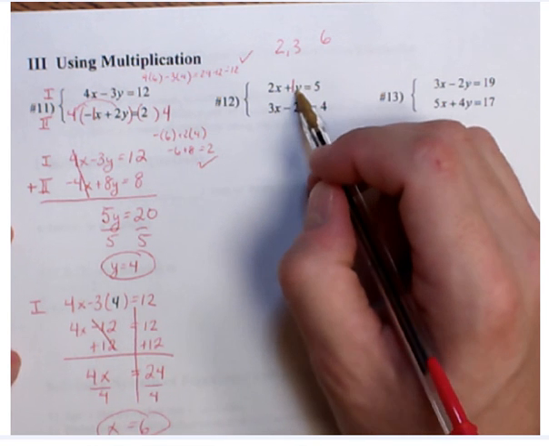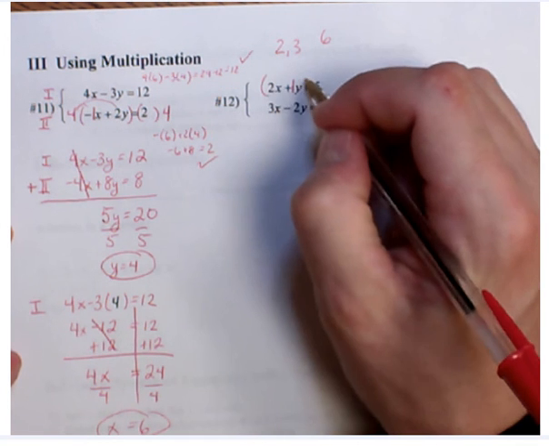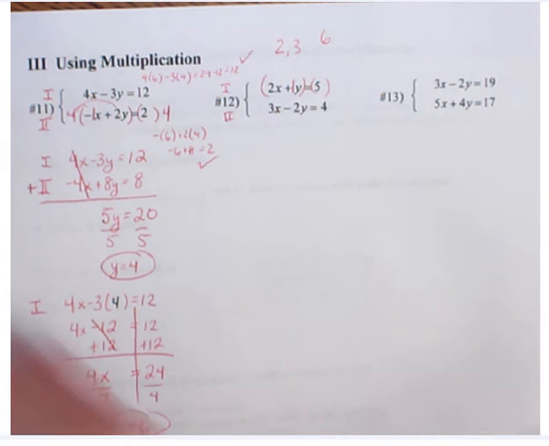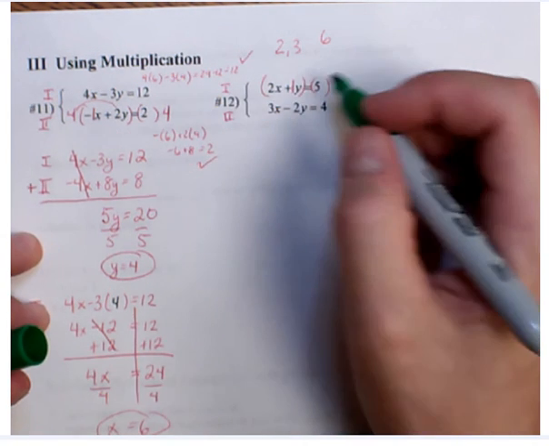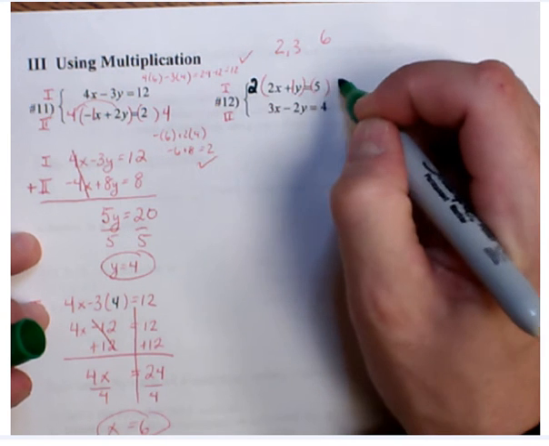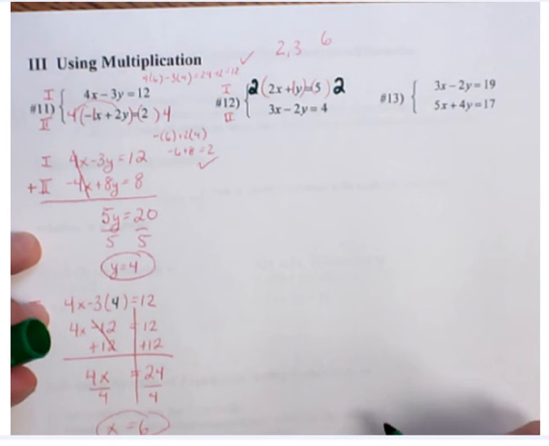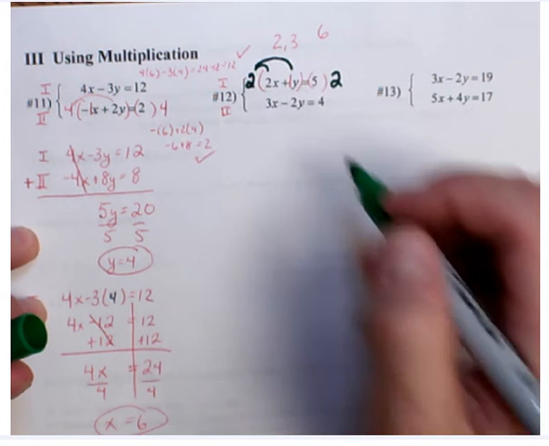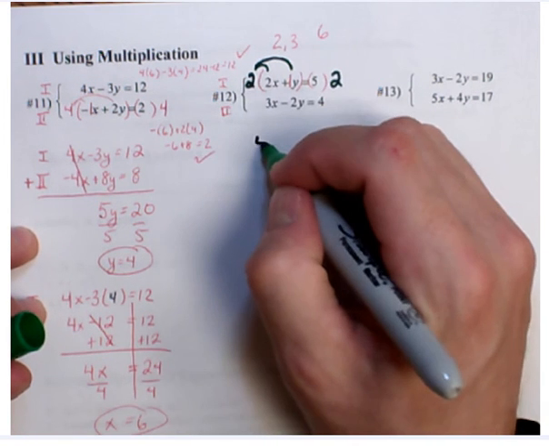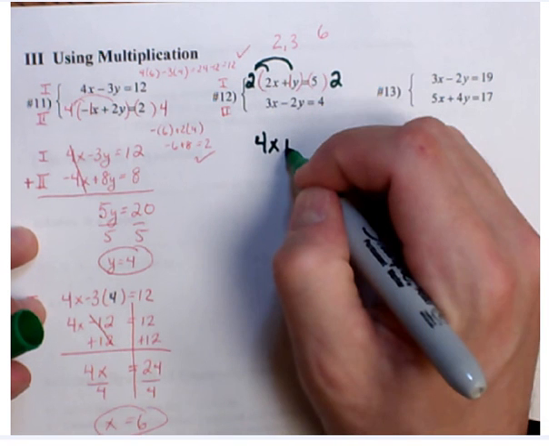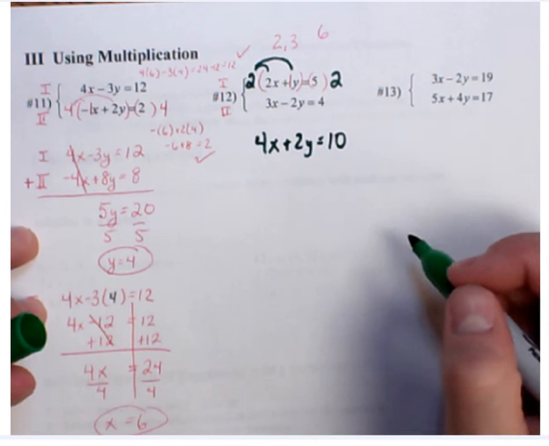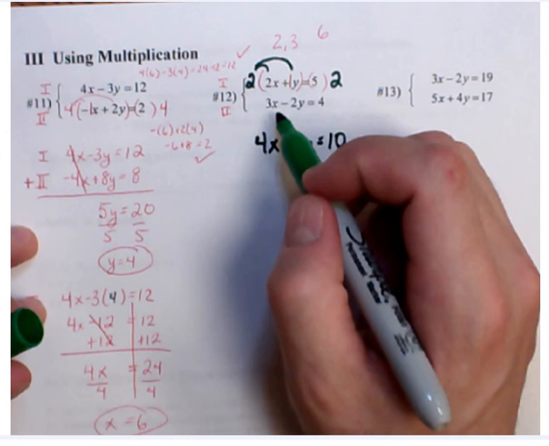Well, 1 times what will give you 2? Let's take the top equation. Here's equation 1, equation 2. Let's take the top equation and multiply by positive 2. Okay, by positive 2. Now you're going to have to distribute. So we're going to get 2 times 2x, we get 4x, plus 2y equals 10. This is why we practice distributing so much, because now we're really going to use this.